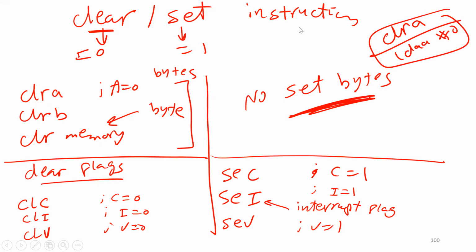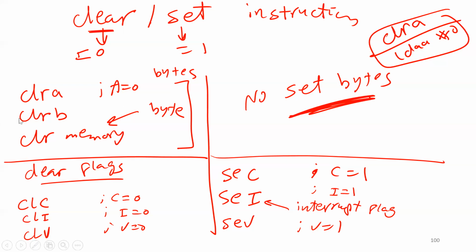But again, clear A is going to put 0 in A. Load 0 in A is going to put 0 in A. They are the same. But there may be some differences in flags. If it doesn't matter for you, that's okay. There also may be some differences in the size in the memory, or maybe the speed. If it doesn't matter to you, then they are the same.